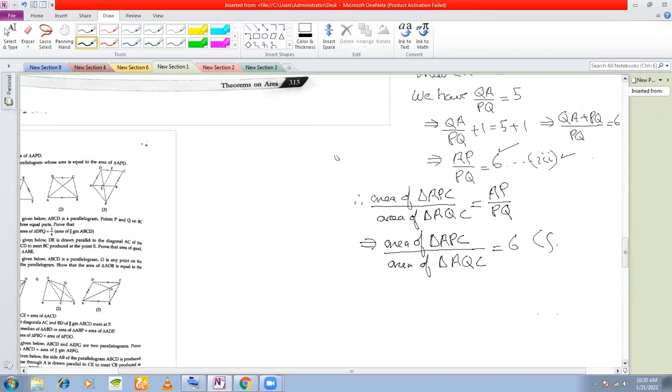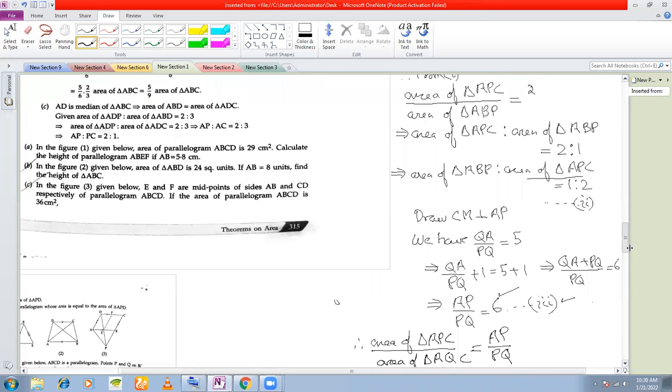From 3, yes. That means now in ratio form, I can write this as area of triangle APC is to area of triangle AQC is equal to 6:1, right? Call this 4, right? Now see, I've got two ratios here.